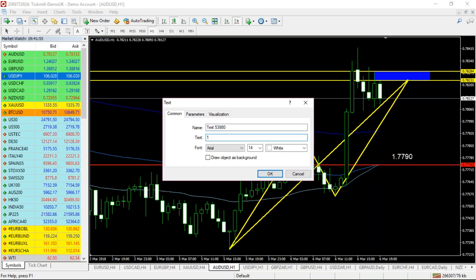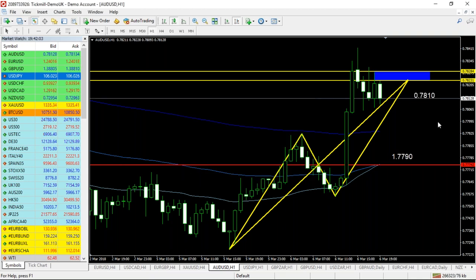So 0.7810. You're just adjusting that, as simple as that, and you would have exited at 0.7810, you would have entered at 0.7790. Now, what about your stop loss?